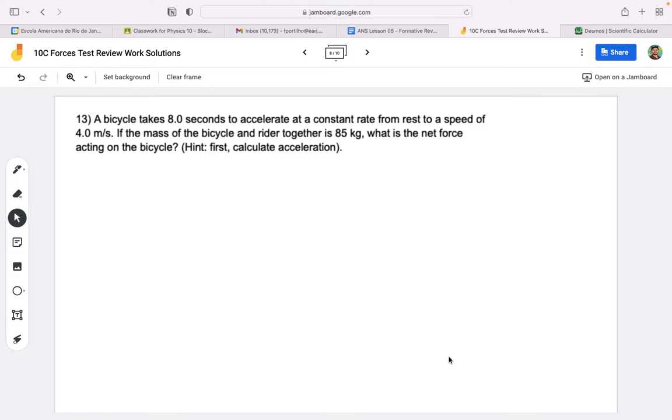First of all, it is important that we take note of the data given. The time it takes for the bike to accelerate is 8 seconds. It goes from rest, so the initial velocity is 0, and it speeds up to 4 meters per second. The mass of the bicycle together with the rider is 85 kilograms. And the problem asks for the net force.